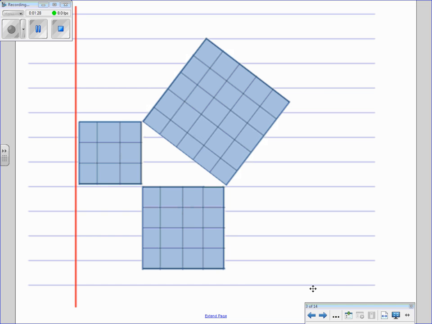The longest side of the triangle should always be C. Then we usually label the smallest side A and the next smallest side B.